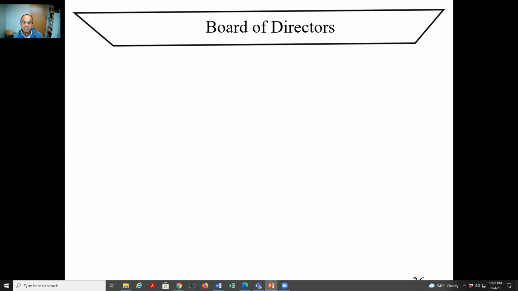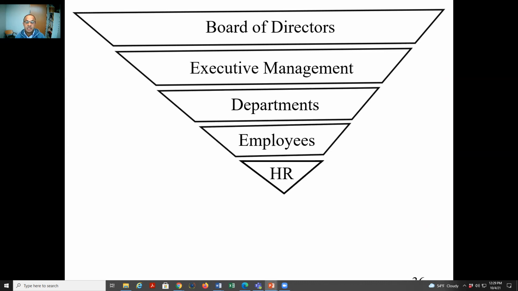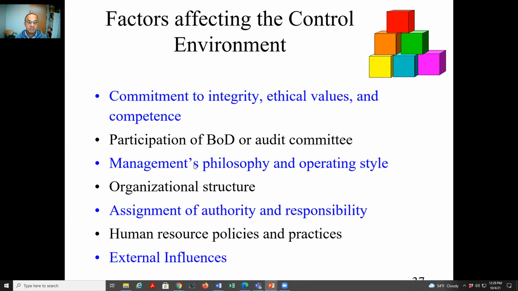We say the control environment starts by putting the right mindset for the board of directors, the executive management, departments, employees, and then HR. So as you can see, the HR is the main gate for having all the employees embracing the internal control mindset and trying to apply it. And we said here, we have to have integrity and ethical value throughout all this hierarchy. So we have to ensure that we have policies, we have a code of conduct, and so on. And then we have different bodies from outside that come to check that the internal control is in practice, like SEC, FASB, PCAOB, Stock Exchange, and different agencies.